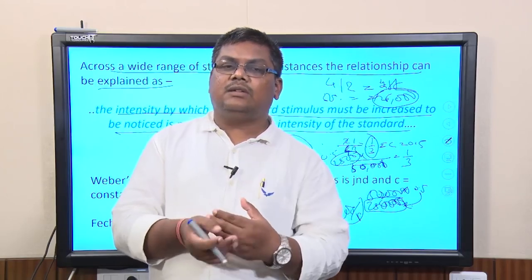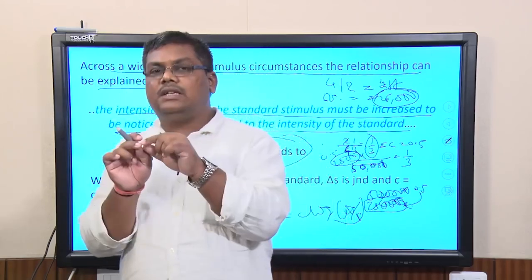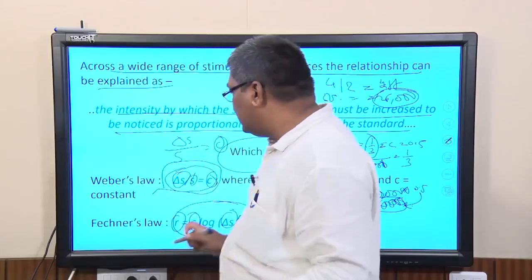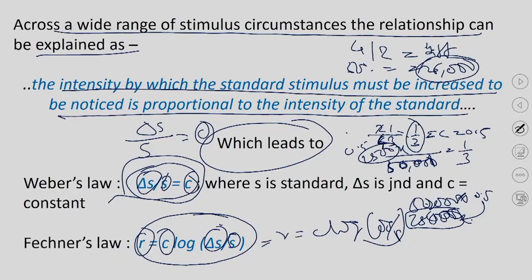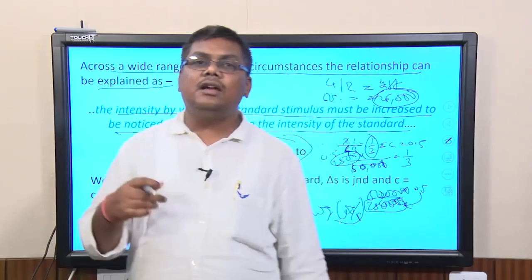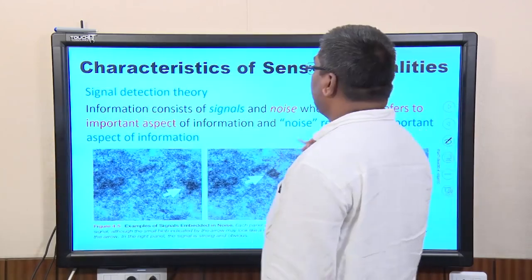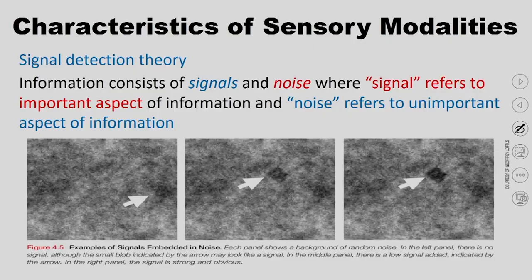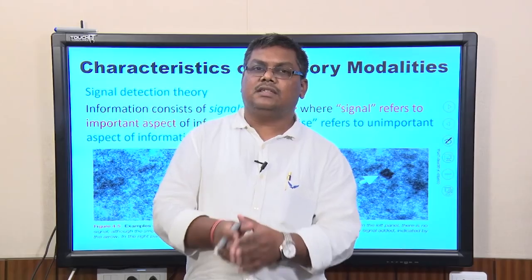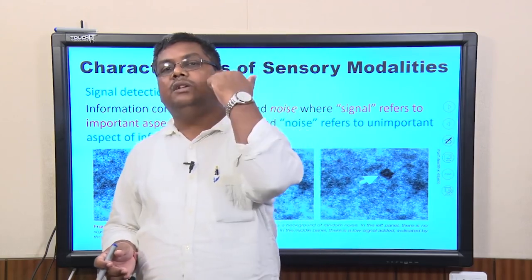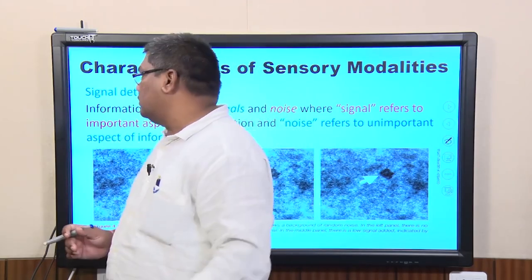So, the higher the standard stimulus, the comparison stimulus, the more change that is required in the initial stimulus, and that is what Weber's law is. And so, what Fechner did was, he said that this law doesn't work across stimuli, and so he introduced a logarithmic value or a logarithmic way of seeing this. So, this is how this simple absolute and differential threshold really works, and that defines the sensitivity of the system. So, the sensitivity of a sensory system is dependent on something called the absolute threshold and differential threshold.